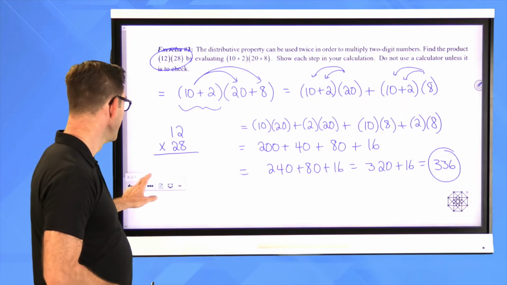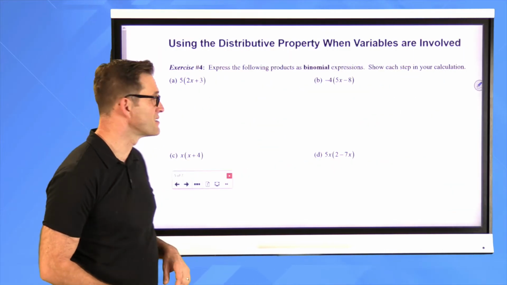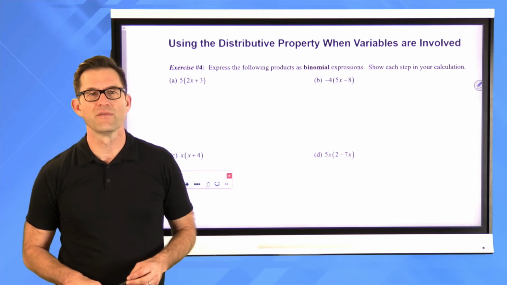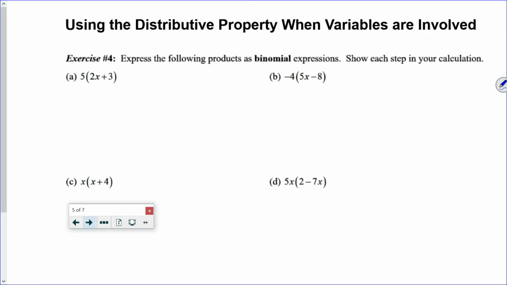All right, let's keep working with the distributive property. We've got to get some variables involved. Using the distributive property when variables are involved. Exercise number 4. Express the following products as binomial expressions.